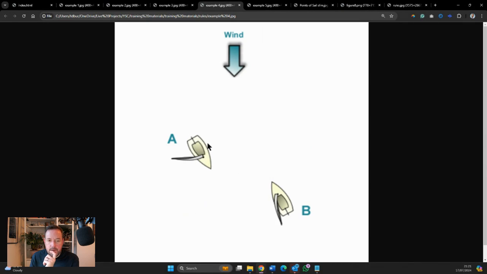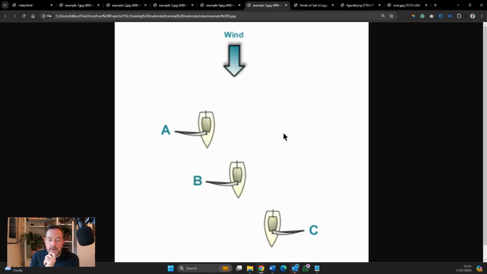This one here is on port tack because the wind's going over the port side. This one here is on starboard tack because the wind's going over the starboard side. So again, the port-starboard rule applies. Starboard has the right of way, and A, although it's not in any danger of colliding, must be the one that keeps out of the way. And then finally, we've got this situation. I'll give you a little bit longer on this one.